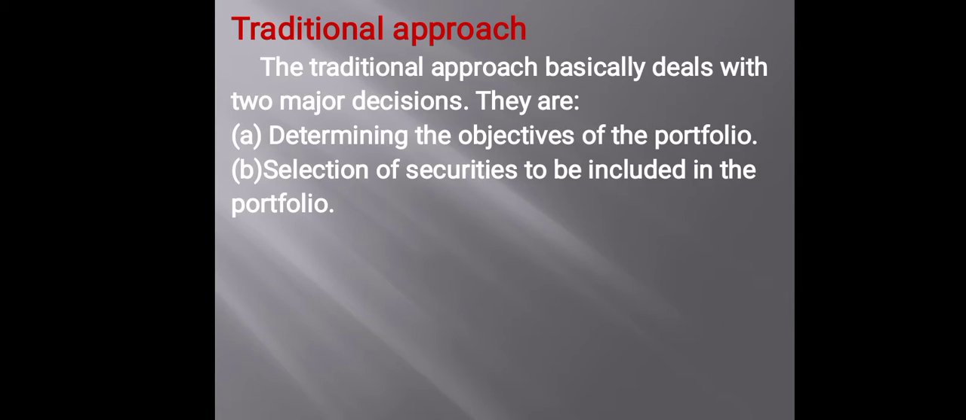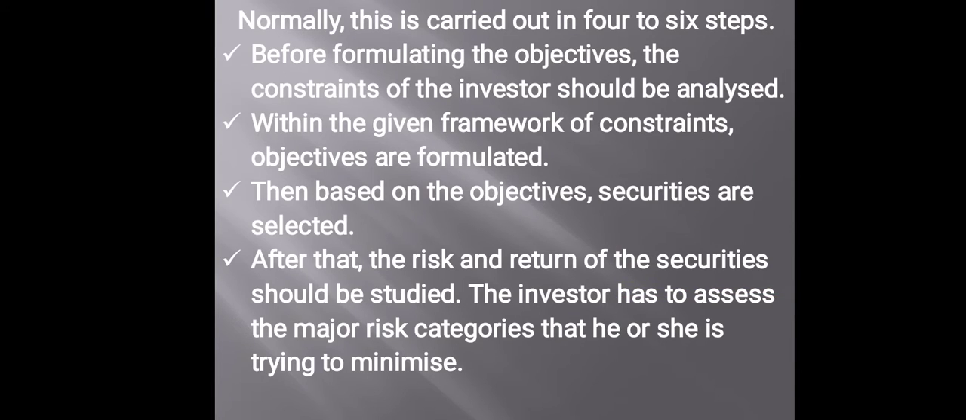Let us see the traditional approach. The traditional approach basically deals with two major decisions. They are determining the objectives of the portfolio, and selection of securities to be included in the portfolio. Normally, this is carried out in 4 to 6 steps. Before formulating the objectives, the constraints of the investor should be analyzed. Within the given framework of constraints, objectives are formulated. Then, based on the objectives, securities are selected.